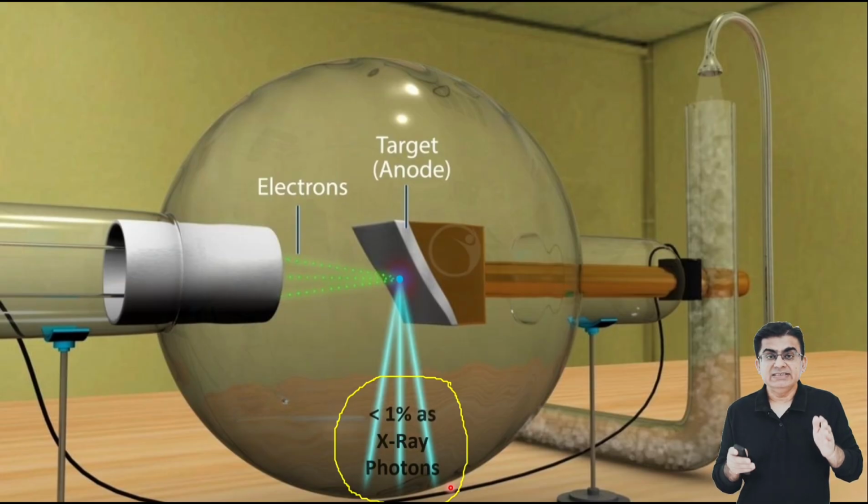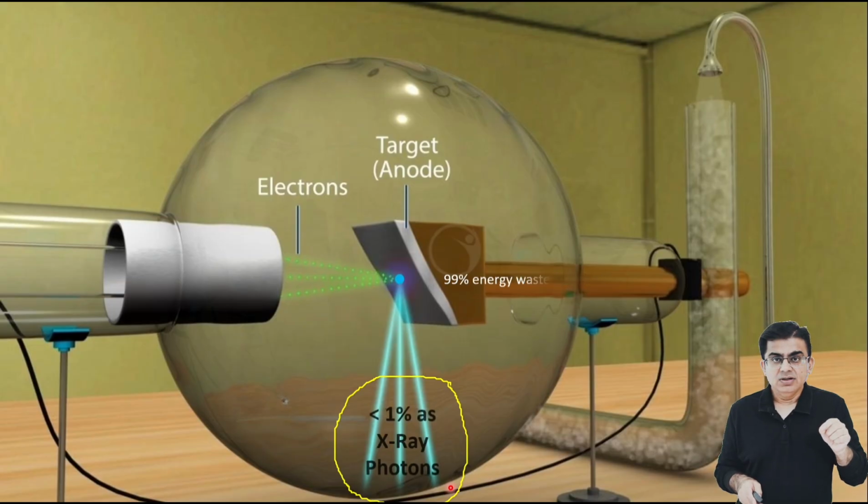This is the exact moment an X-ray photon is born. This is the X-ray photon which will be used clinically to take a chest X-ray or kill a cancer cell.